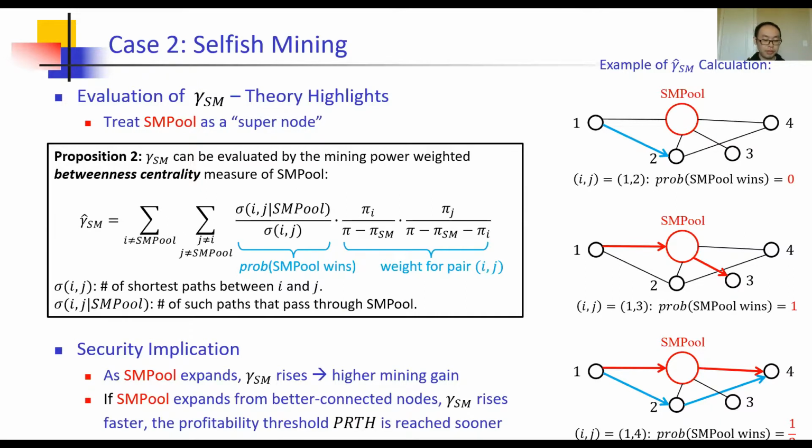As for the security implications, as the selfish mining pool expands, gamma SM will rise and achieve higher mining gain for the pool. And if the selfish mining pool expands from better connected nodes, then gamma SM will rise even faster and approach the profitability threshold even sooner.